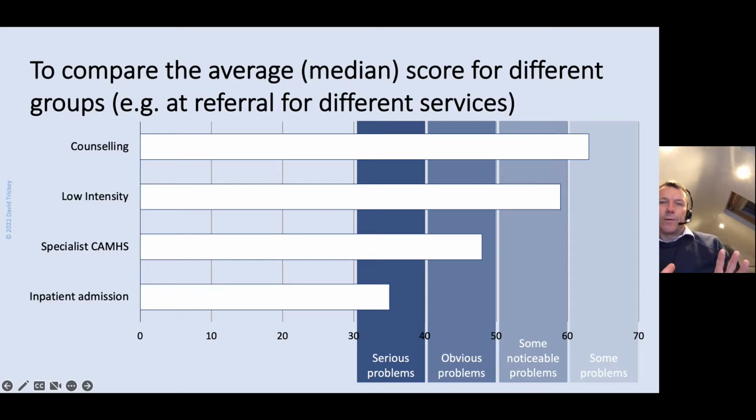In a way, if your scores fell like that, that would imply that you're doing something right in terms of which young people are ending up at which service. But if it doesn't look quite as clear cut as that, that is an interesting thing that might be worthy of discussion, and you may need to adjust the referral criteria for different services.